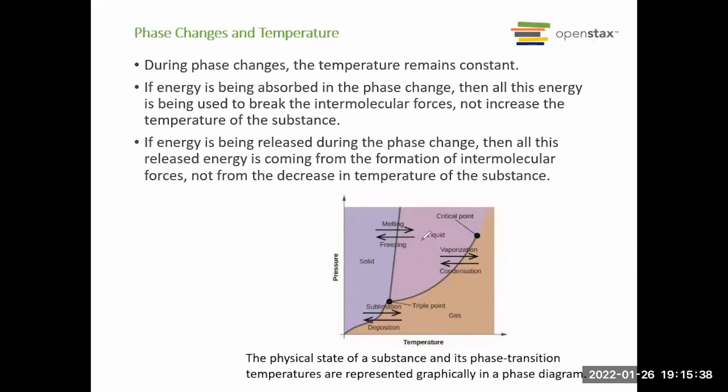This is an example of a phase diagram. Here we're going from solid to liquid to gas. This here is called the triple point. This is where we can go straight from a gas to a liquid, or straight from a solid to a gas. Below the triple point, we're going through sublimation, right? So you're going from a solid state to a gas state.